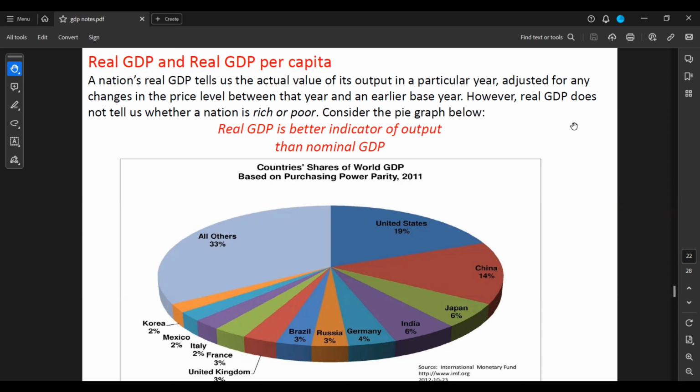And we see that the United States, China, Japan, India, and countries like Germany have a greater share of world GDP based on purchasing power parity, that is. And this diagram is taken from the International Monetary Fund, guys, for the year 2012.